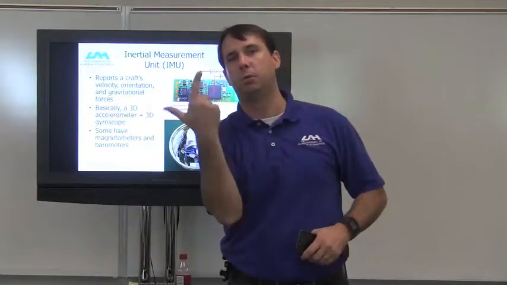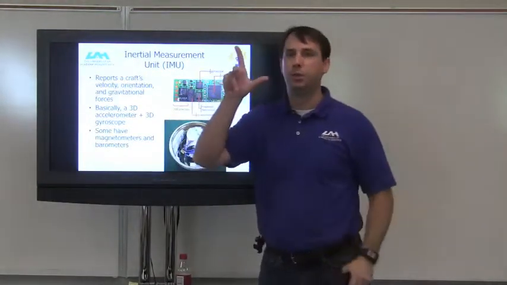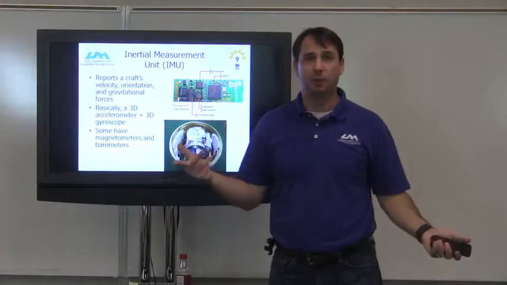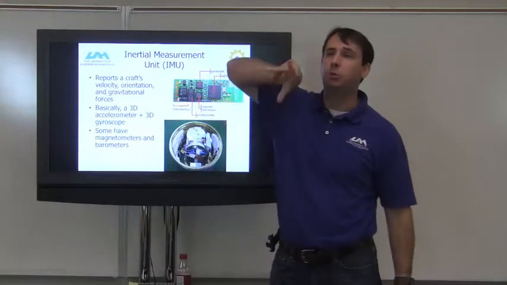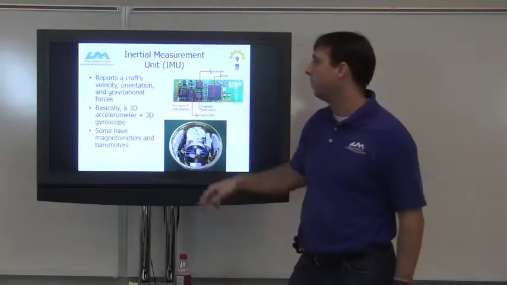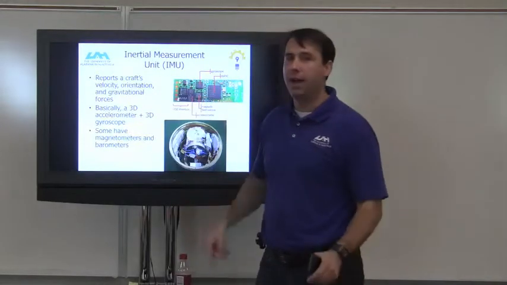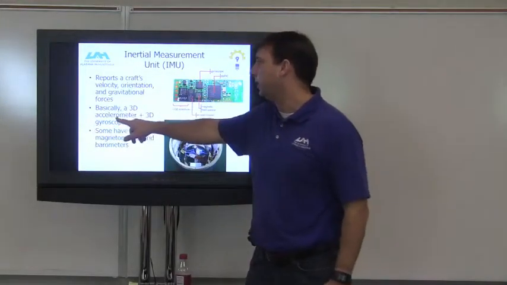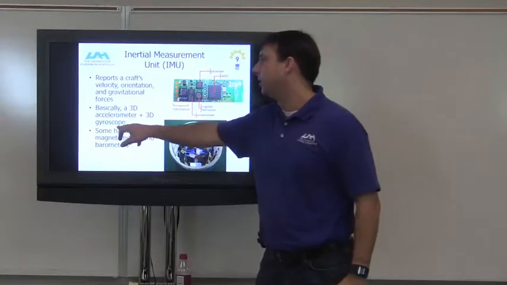That's how it always knows which way is up, because when you're in space, which way is up, right? But the spacecraft knows which way to turn and which way it's facing because of the IMU. So an IMU is essentially a 3D accelerometer and a 3D gyroscope.